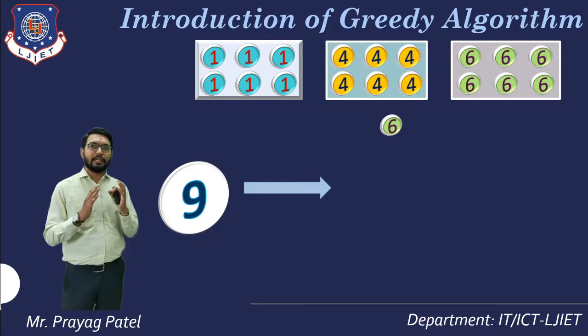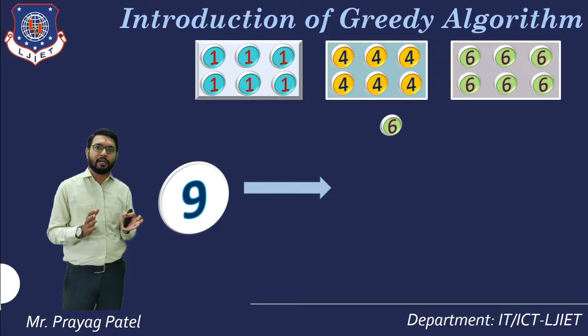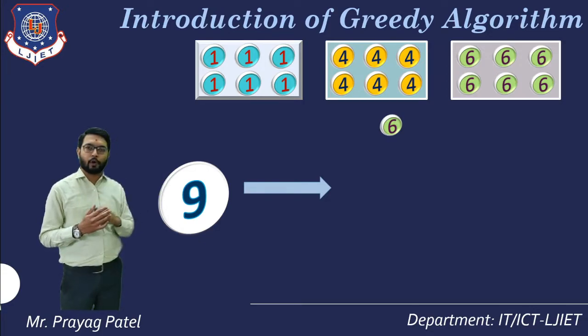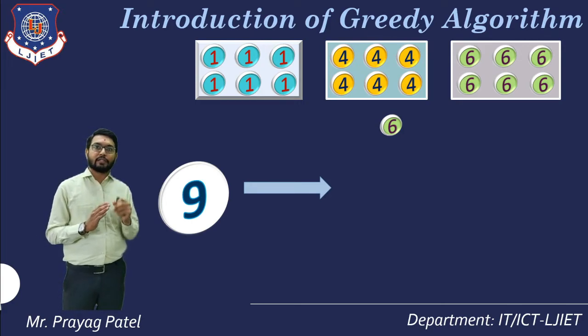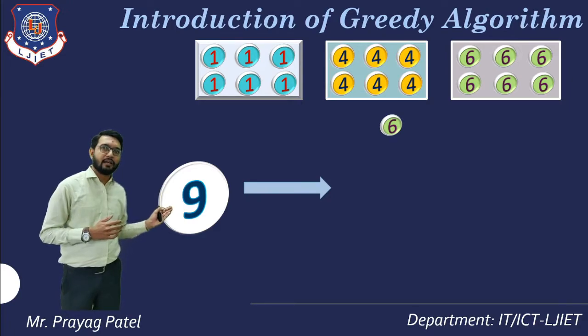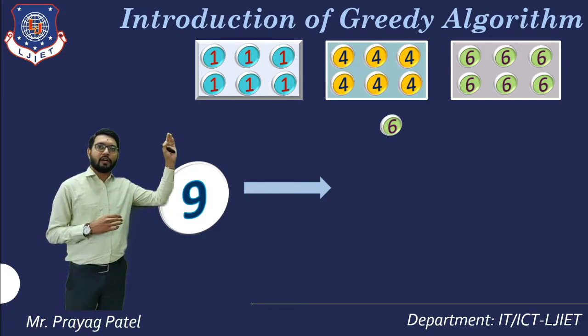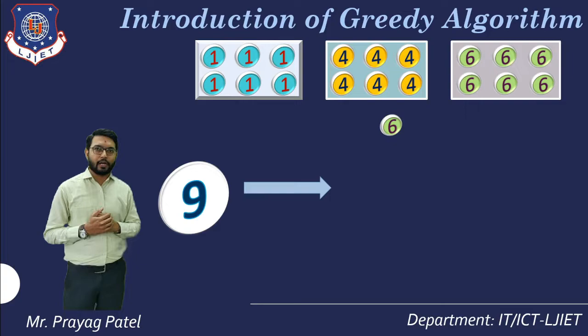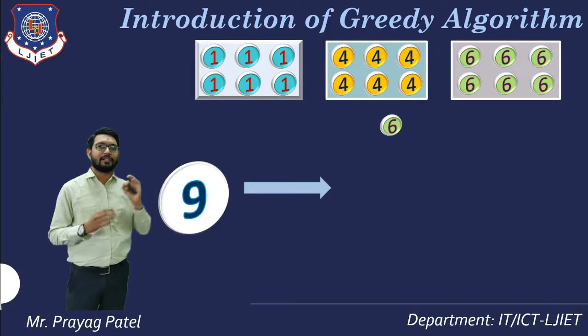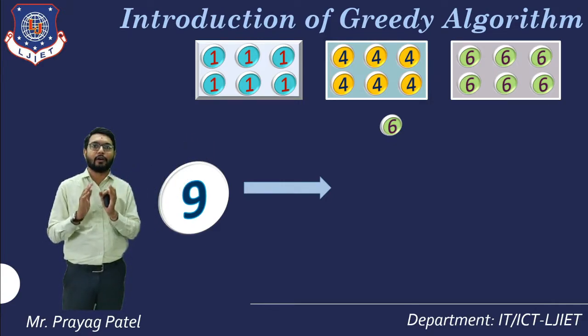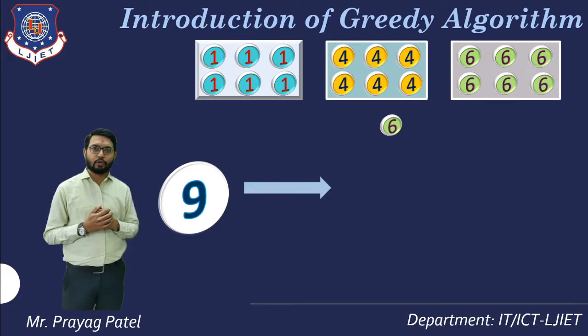Locally optimal means initially you consider all the possibilities. You have all three types of coins. So out of these three, which one is nearest to your goal state? Your goal state is 9. And here we consider 1, 4 and 6 as the three types of coins. So nearest to your goal state, or nearest to the value 9, is 6. So here consider 6 as the locally optimal solution. We already discussed what a locally optimal solution is.